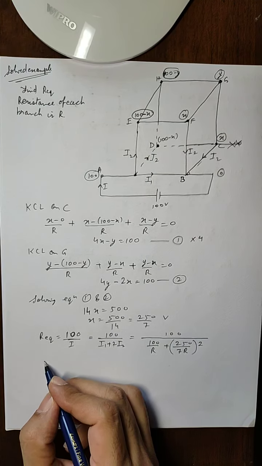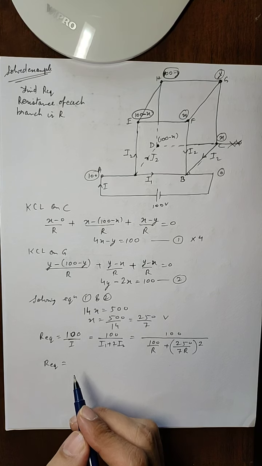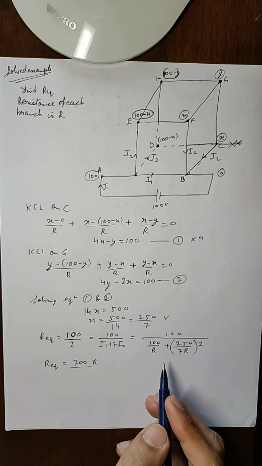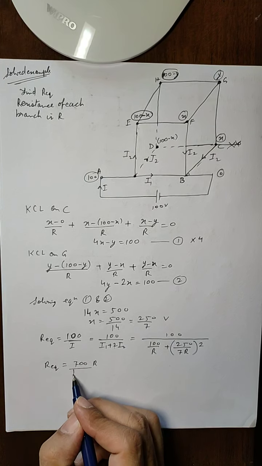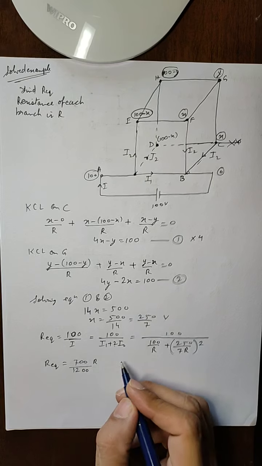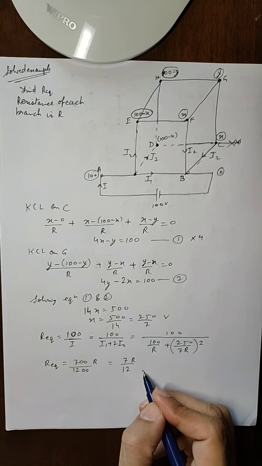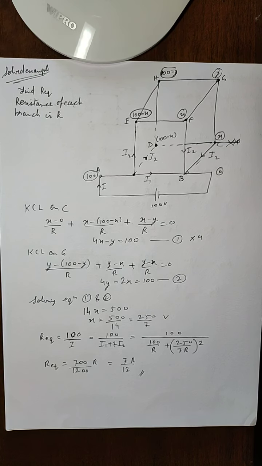Now if we solve this, then we can find the value of R equivalent, which will come out to be 700R upon 1200. And if you further simplify, the answer will be 7R by 12. So this will be the equivalent resistance of this circuit.